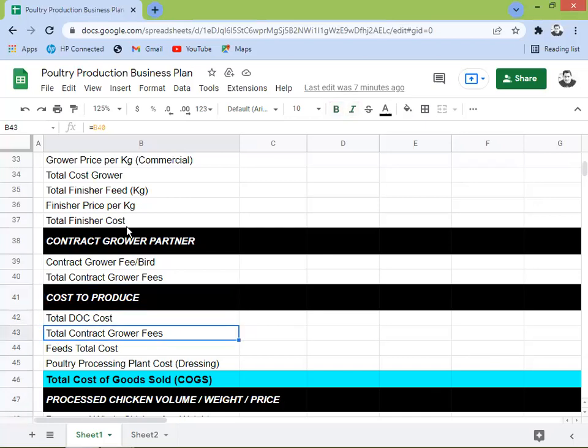To produce chicken, you need the day old chicks. You need to pay the contract growers. You need feeds. You need to process the chicken in what they call a poultry processing plant. We need to calculate the cost. This is what they call dressing of the chicken.